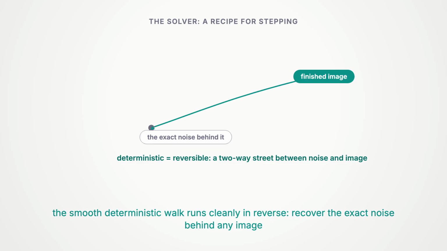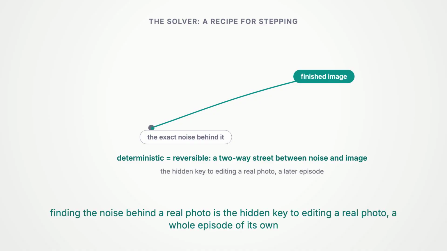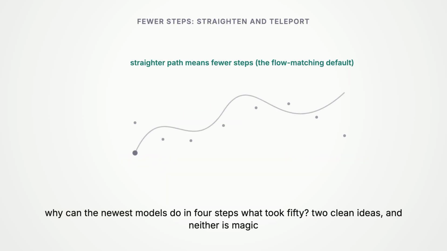Hold on to that, because finding the noise behind a real photo is the hidden key to editing a real photo, which is a whole episode of its own. Which brings us back to the headline mystery. Why can the newest models do in 4 steps or 1 what used to take 50?